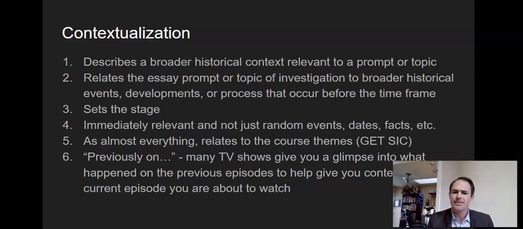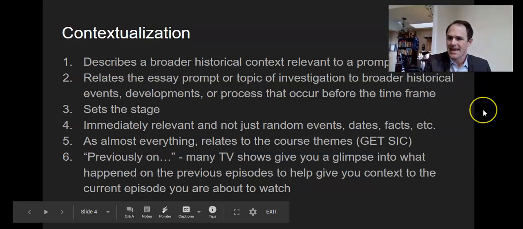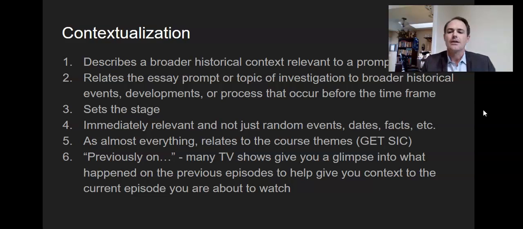Now, for us, it needs to be immediately relevant and not just random events, dates, facts, etc. A lot of times, students just like to dump everything they remember, kind of what we did in the preview activity, and that helps. But then you have to connect the dots for your readers, and as almost everything in this course, it's going to relate to the course themes, and it is not a skill that's going to come natural to you, but it is a skill you can master.